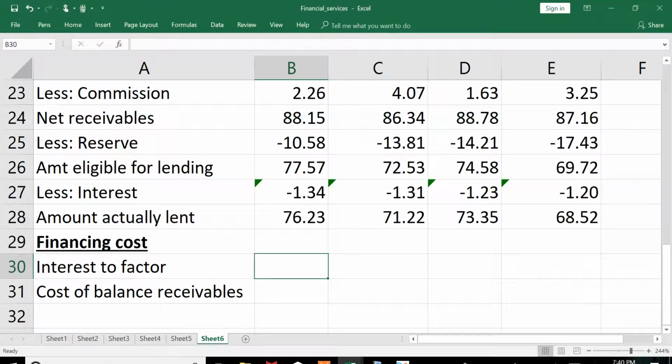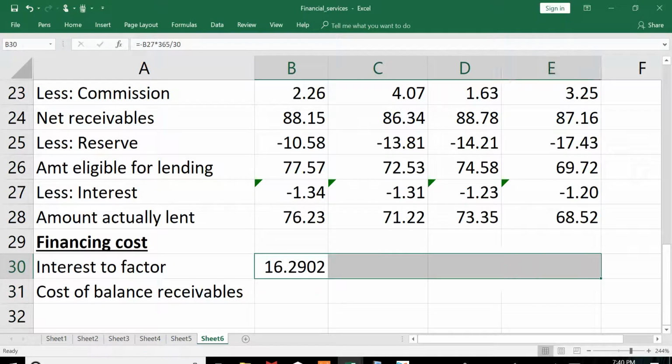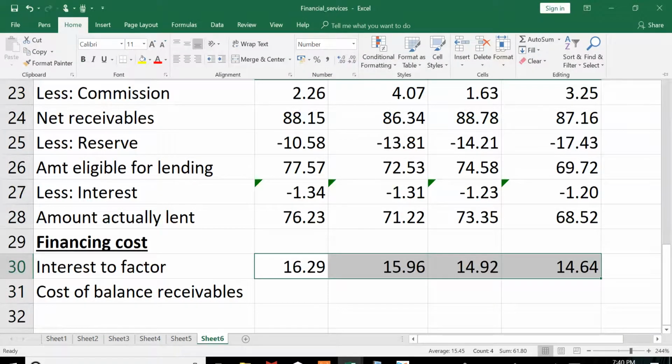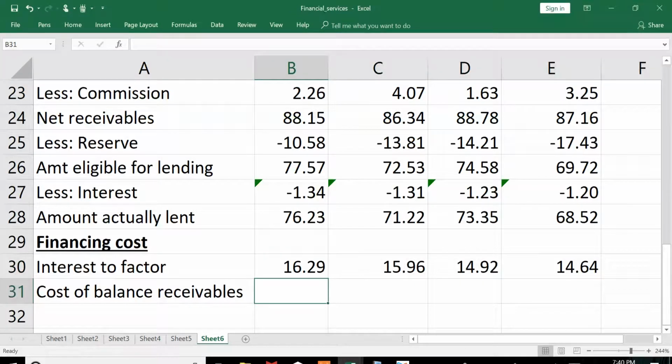Interest to factor is 1.34, whatever number you see there, into 365 by 30. I kind of reverse it. That's for a 30-day period. I do into 360. Listen for some time. Into 365 by 30. This is as far as paid to factor is concerned.